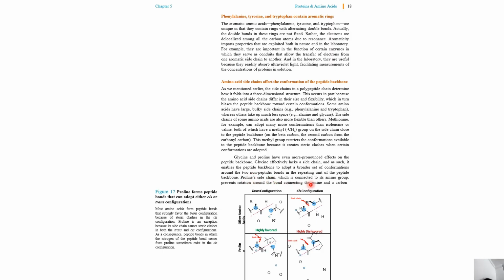Proline side chain, which is connected to its amino group, prevents rotation around the bond connecting the amine and the alpha carbon. So, most amino acids form peptide bonds that strongly favor the trans configuration because of steric clashes in the cis configuration. Proline is an exception because its side chain causes steric clashes in both the trans and cis configuration. As a consequence, peptide bonds in which the nitrogen of the peptide bond comes from proline sometimes exist in the cis conformation.